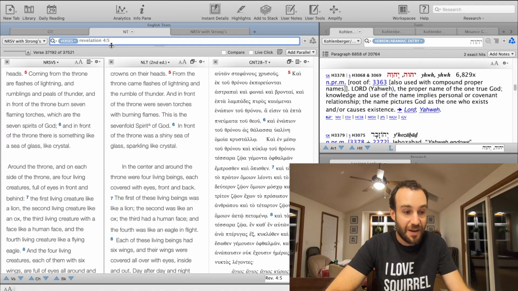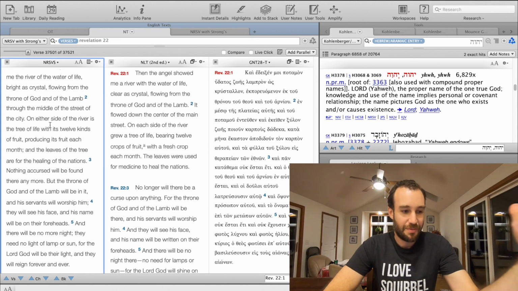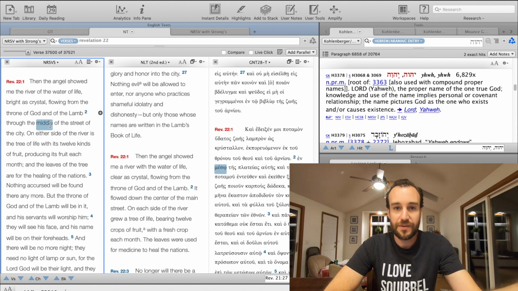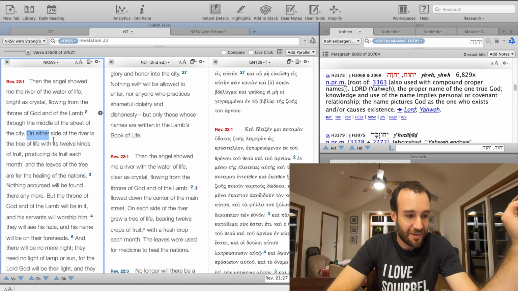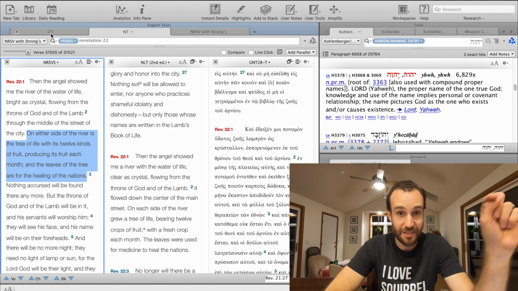It's all there. And then if you go over to Revelation 22, you get this image of the new creation and the new Jerusalem. It talks about the river of water of life coming from the throne, and then it says this: on either side of the river is the tree of life with its 12 kinds of fruit, producing its fruit each month, and the leaves of the tree are for the healing of the nations. Okay, so you get that image. The tree of life is for the healing of the nations. That's a connection to Genesis.